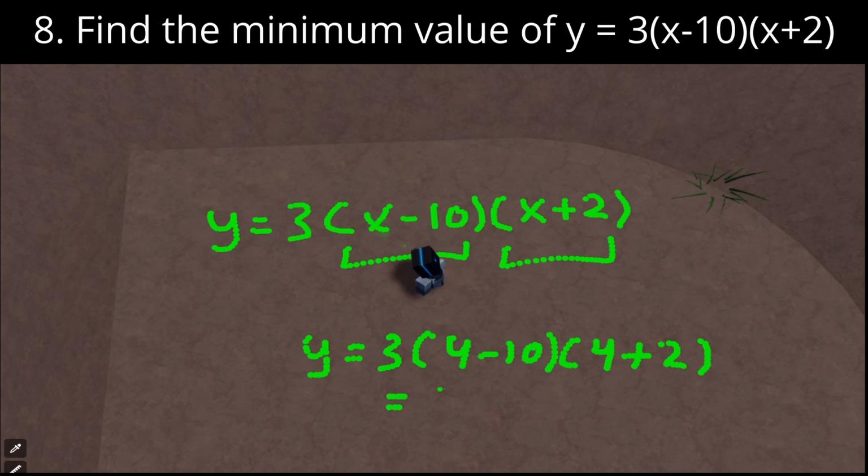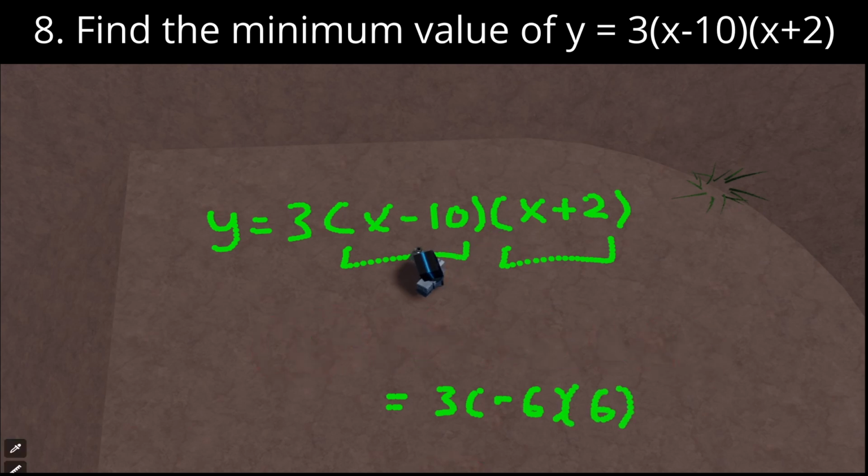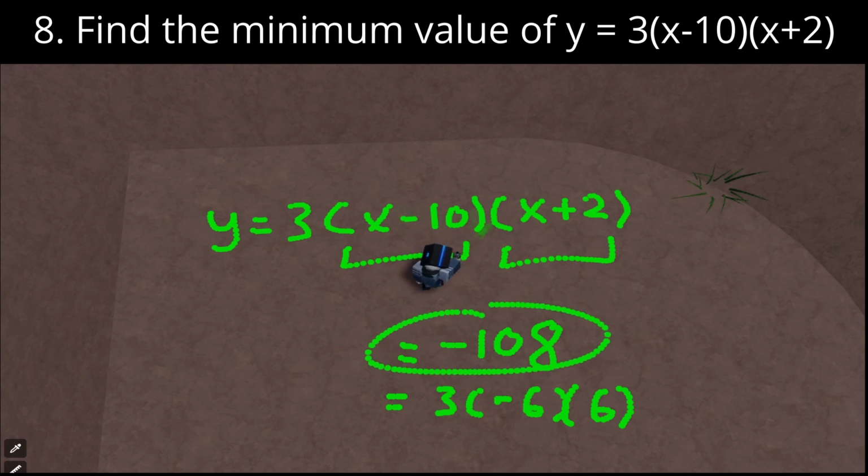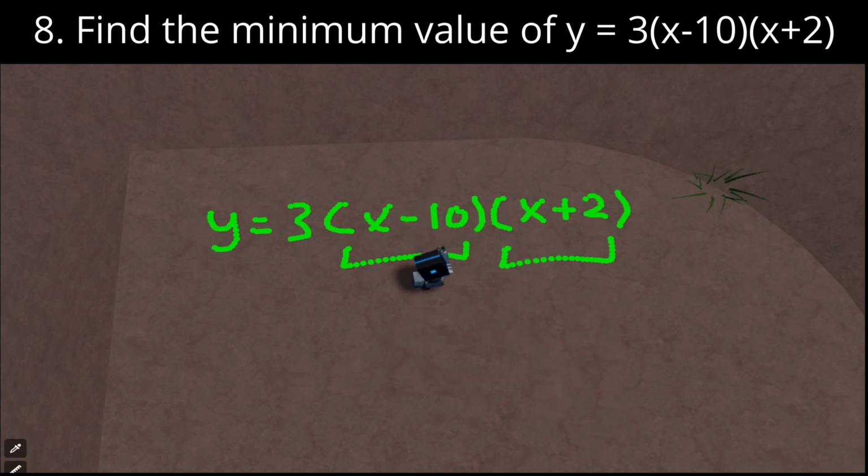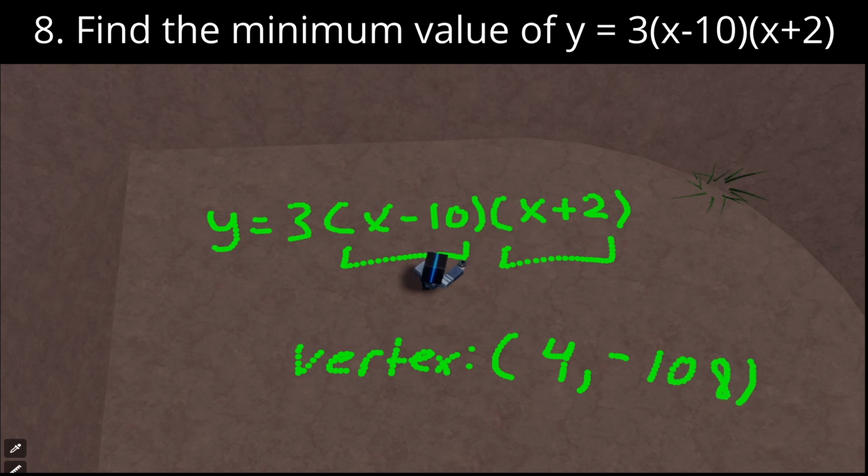Okay, well that equals 3 times 4 minus 10 is minus 6. 4 plus 2 is just positive 6. And then if you put it into a calculator, 3 times minus 6 times 6, that is just negative 108. So that is the y-coordinate of our vertex. So therefore, our vertex is just 4, negative 108. But be careful, that's not what the problem actually wants.